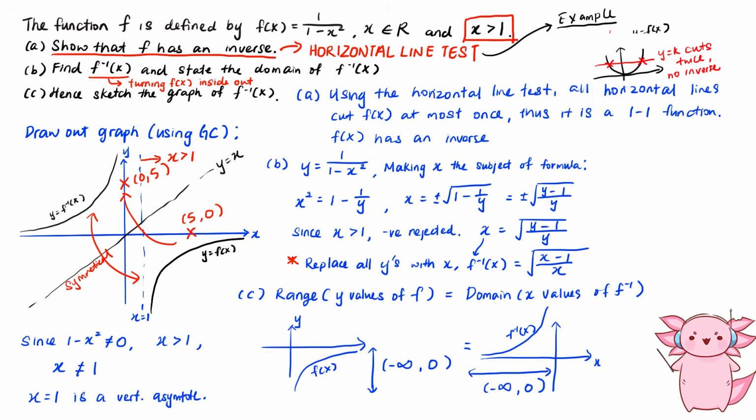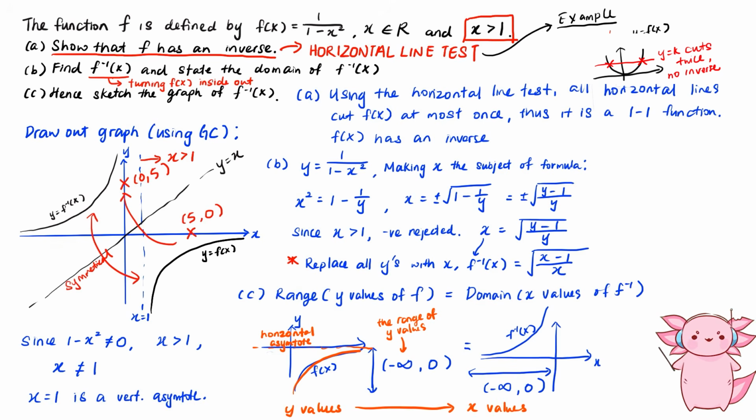If we look at f of x, we can see that all the y values that it can take are anywhere from negative infinity up to 0, because there is a horizontal asymptote. So this will be the x values of f inverse of x, which is also from negative infinity all the way up to x equals 0, which is this vertical asymptote over here, and you can see that in the graph.